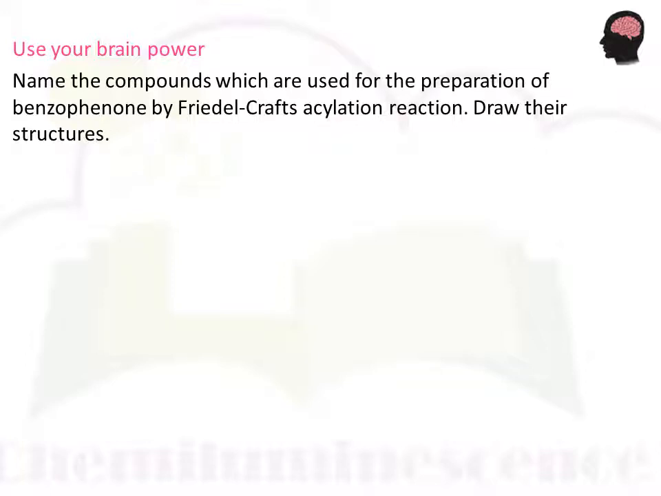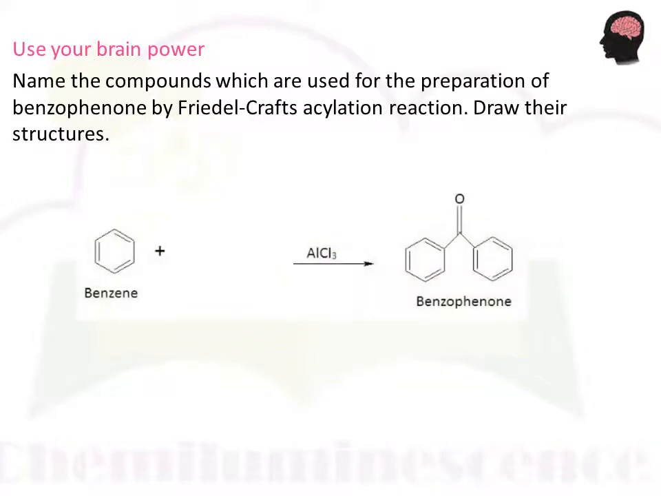We know that for Friedel-Crafts acylation, benzene, that is an aromatic compound, is a starting material. An aromatic compound on reaction with acyl chloride in presence of anhydrous aluminum chloride gives aromatic ketone. So this is our reactant, that is benzene. The condition is anhydrous aluminum chloride, and this is our product, that is benzophenone.